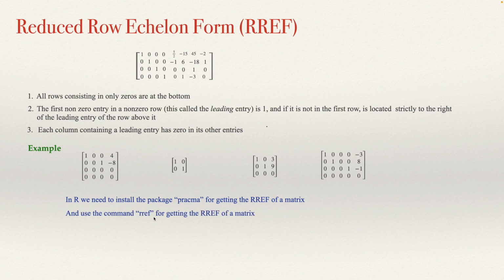The command rref is the one that you are going to use for getting the reduced row echelon form of a matrix when you are using R. And obviously there will also be a command for getting the inverse if you are using pracma, and the command is inv. In another video I will be explaining this last part.